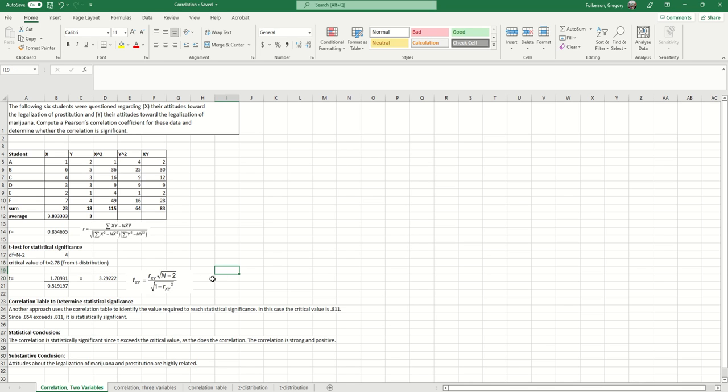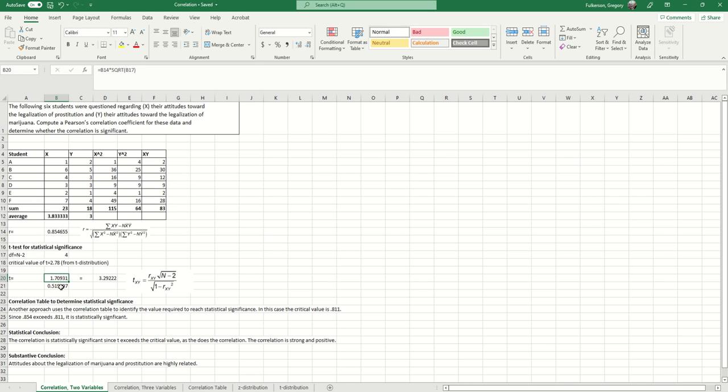So we have t equal to the correlation of xy, so that's 0.85, times the square root of n minus 2, which is right there. That's our degrees of freedom. That's 4. And all that is divided by the square root of 1 minus, again, the correlation of xy, but this time squared. Okay.